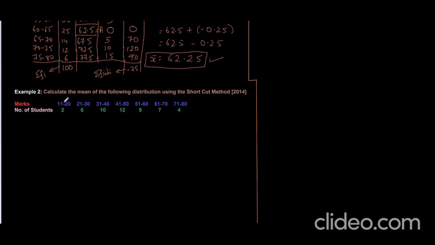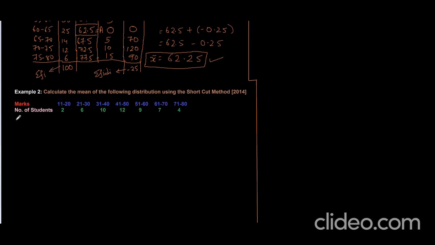Marks: 11 to 20, 21 to 30, 31 to 40, 41 to 50, 51 to 60, 61 to 70, and 71 to 80. And the corresponding number of students are 2, 6, 10, 12, 9, 7 and 4.